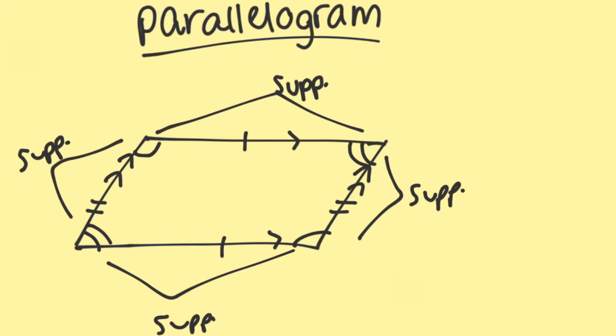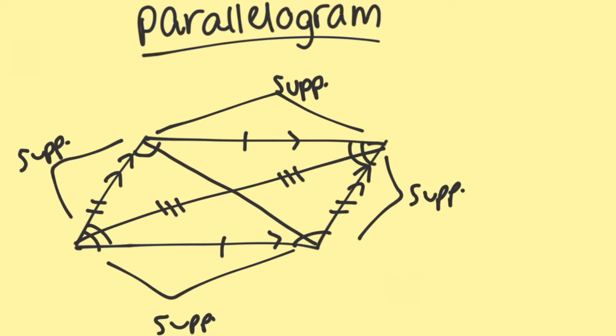And then finally, diagonals bisect each other. So each diagonal is cutting the other one in half. So that's true about all parallelograms.